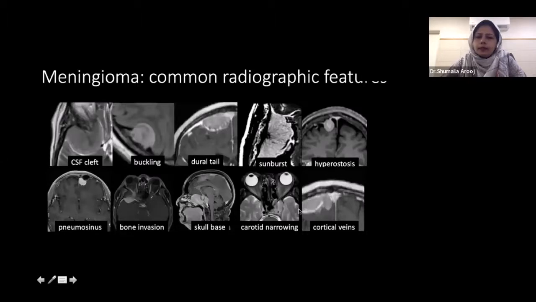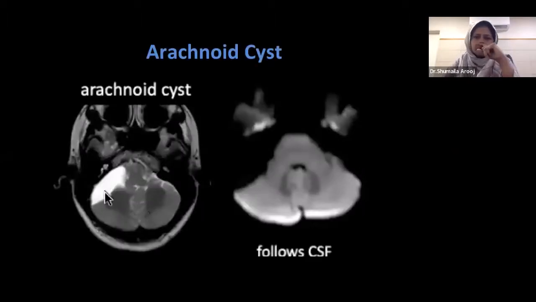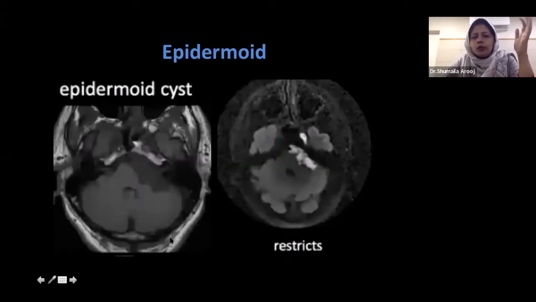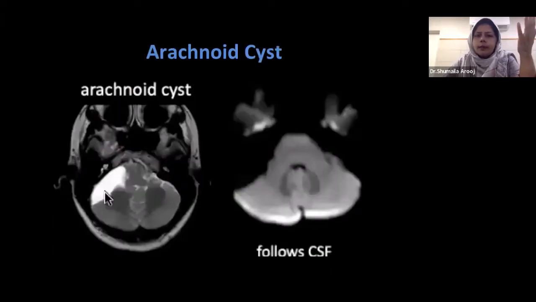Then there are multiple other simple benign things, which are cystic lesions, which can be in the CP angle. These can be arachnoid cysts, and these can be epidermoid cysts. So how do you differentiate that? Is it an epidermoid cyst or an arachnoid cyst? Because both of these are cystic lesions, and most of the time they follow the same signals on T1 and T2, just like CSF, hypointense on T1, hyperintense on T2.